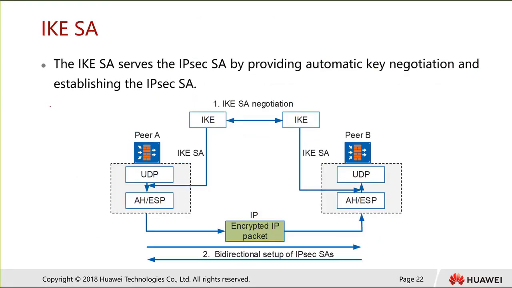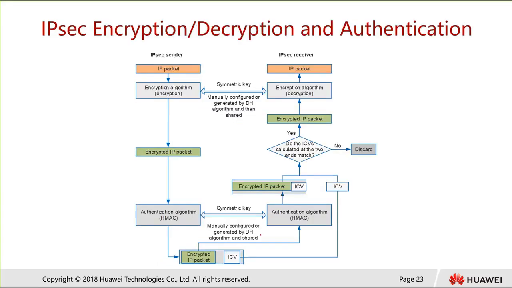Alright, so next we look at the IKE SA. Earlier we spoke about IKE performing the function of negotiation. So IKE SA serves the IPsec SA by providing automatic key negotiation and establishing the IPsec. This is the process: IKE will connect to UDP port 500, and they will start exchanging IKE packets to negotiate what kind of AH we are going to use and what kind of ESP mechanism we are going to use. Once we agree, they will start sending the packets, and everything will be encrypted. So this is the IPsec encryption, decryption and authentication, the whole process.